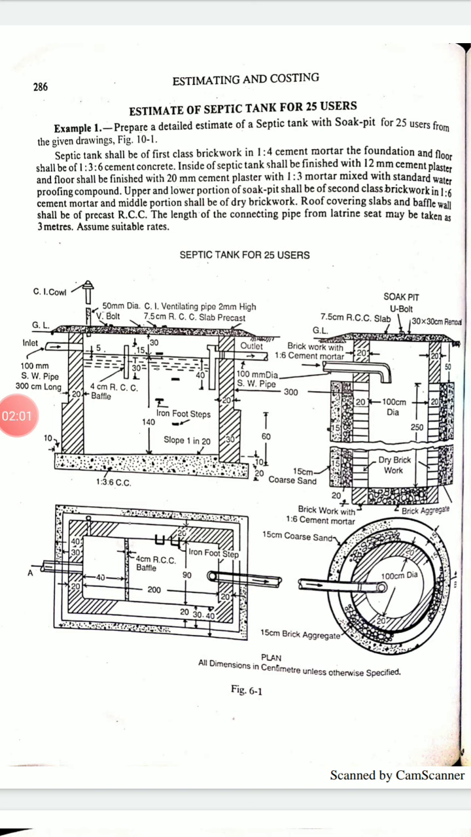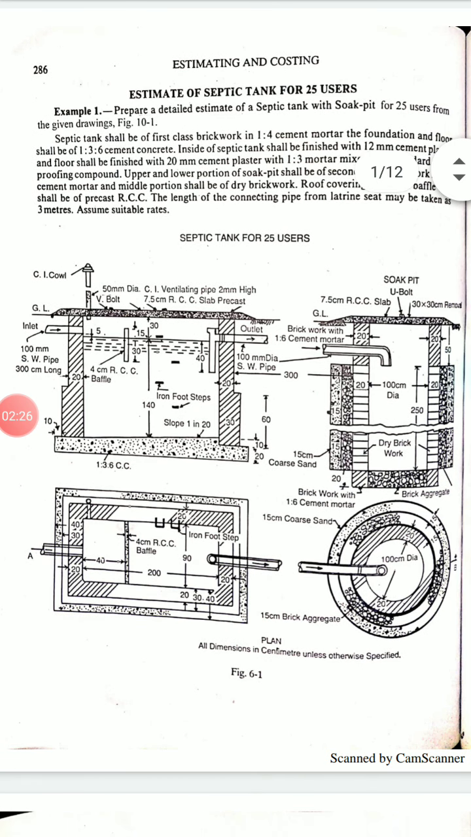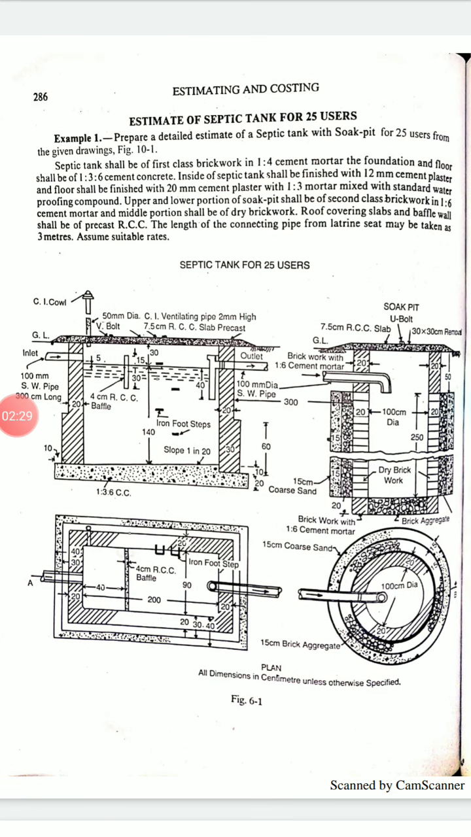The septic tank shall be of first class brickwork in 1:4 cement mortar. The foundation and floor shall be of 1:3:6 cement concrete. The inside of the septic tank shall be finished with 12 mm thick cement plaster, and the floor shall be finished with 20 mm cement plaster with 1:3 mortar mixed with the standard waterproofing compound. The upper and lower portions of the soak pit shall be of second class brickwork in 1:6 cement mortar, and the middle portion shall be of dry brickwork. The roof covering slabs and baffle wall shall be of precast RCC.